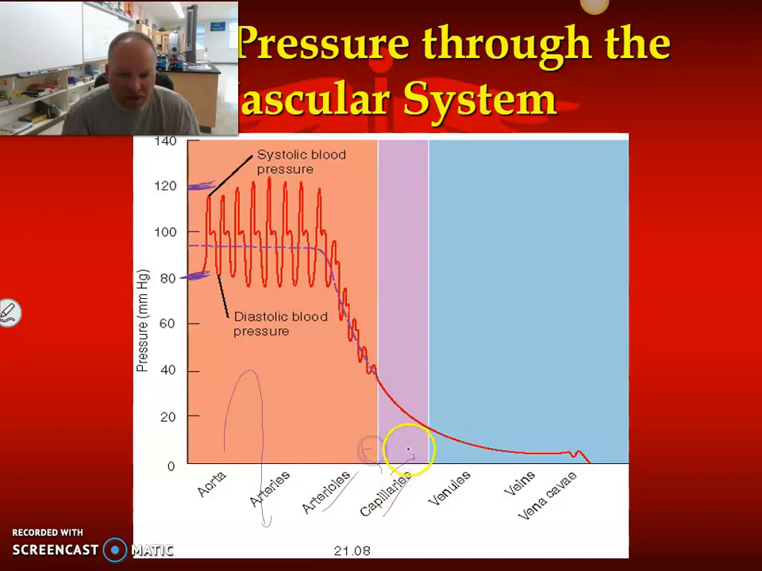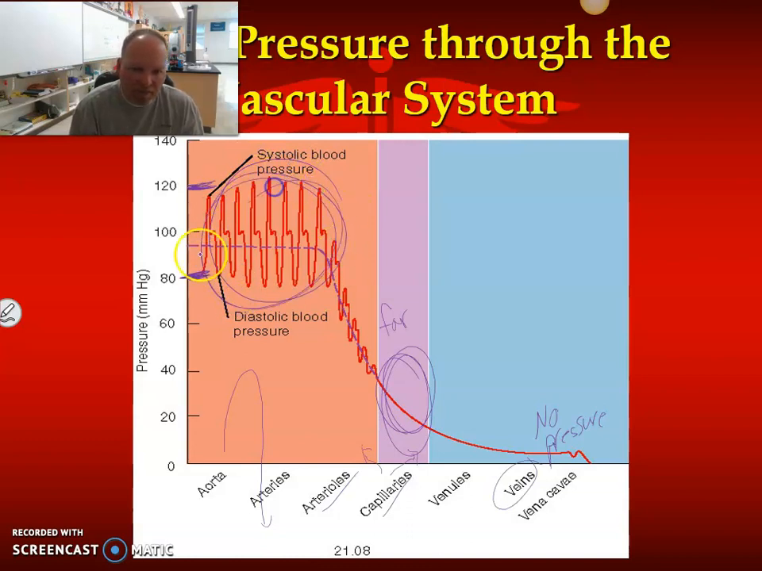If you haven't watched the blood flow video, watch those. Look how much pressure is in capillaries. There's not a lot, and the reason is because they're far away from the heart. What's even crazier is look at the veins. There is no pressure down here. So when we talk about pulses, when we talk about blood pressure, we are checking arteries. That's what we're checking on here.